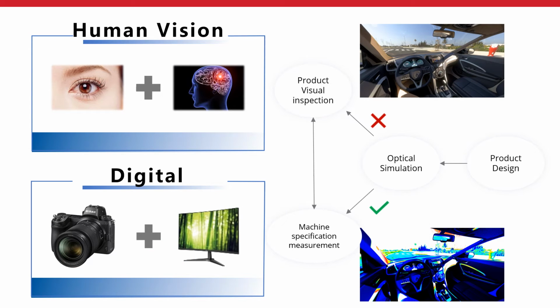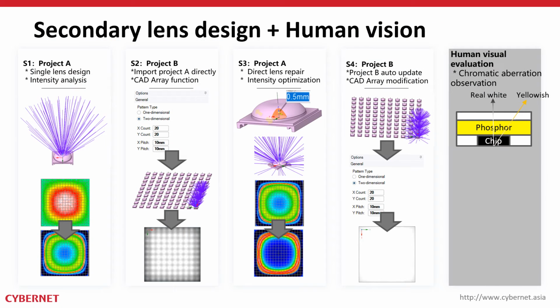So with SPEOS human vision capability, we are able to connect the line from optical simulation result to product visual inspection and further ensure that the actual product lives up to the expectation of product visual inspection. So back to our secondary lens design evaluation with the added human vision capability. We are now able to see the yellow dots as a verification of how it would appear to a human eye.